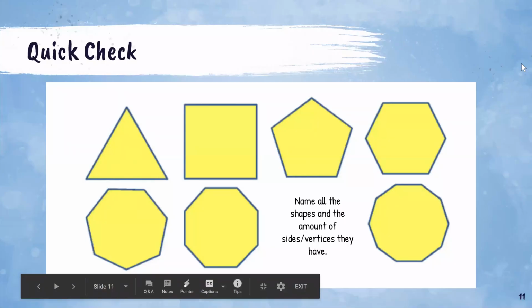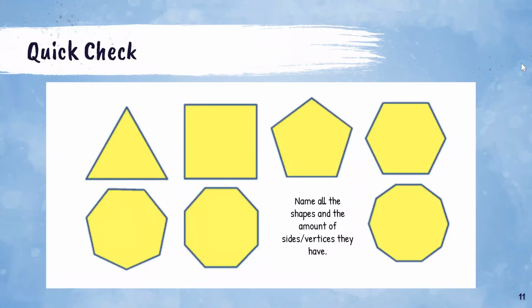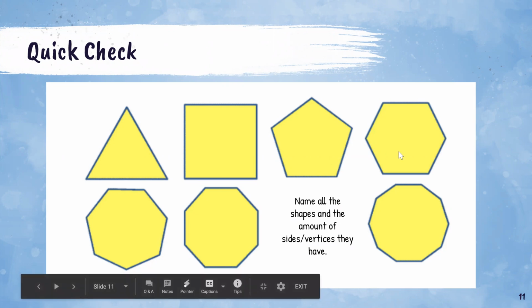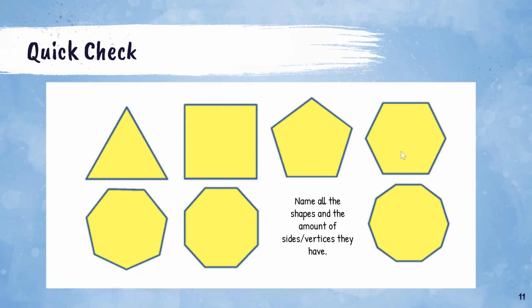Okay, so now we're going to do a quick check. I'm going to recommend you pause the video, write it all down, and then answer the questions based on the type of shape and the amount of sides and vertices they have. So pause the video, take out your piece of paper, and do it.